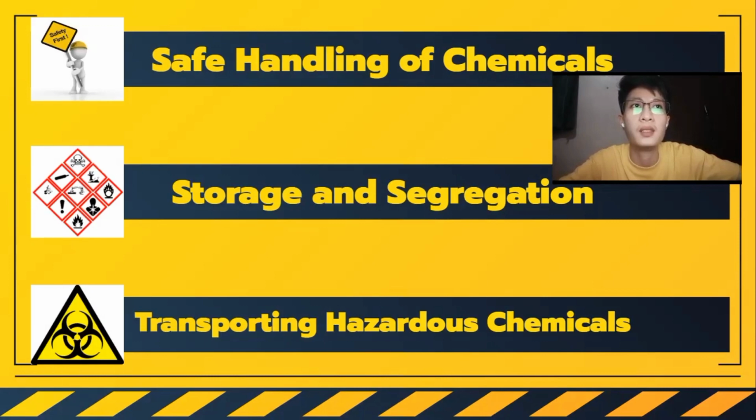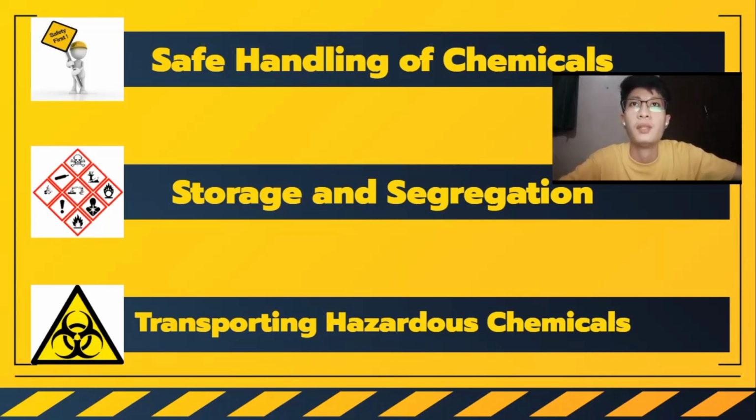In case of spills or accidents, it is essential to have an emergency response plan in place and to conduct regular drills and training to ensure that workers are prepared to respond quickly and appropriately. It is essential to follow proper safety protocols and regulations when handling chemicals to minimize the risk of exposure and protect the health of workers and the public.